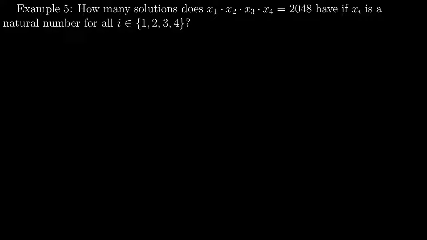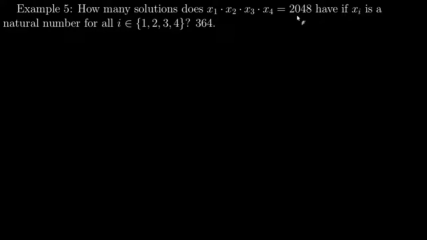Example 5. How many solutions does x1 times x2 times x3 times x4 equals 2048 have if xi is a natural number for all i in there? Pause the video, take a few minutes to try to solve this. Alright, the solution is 364. And here's why.